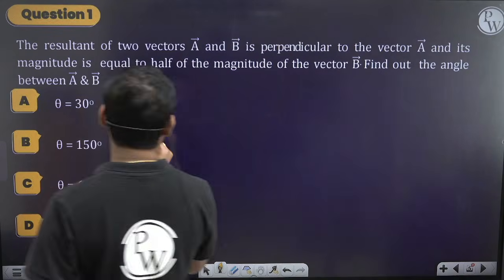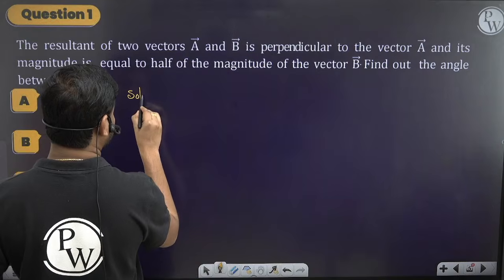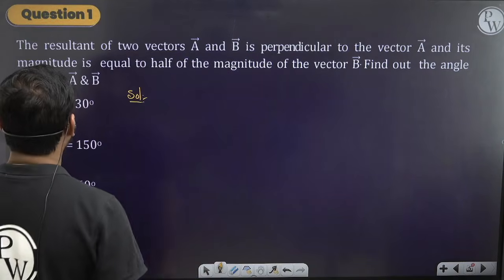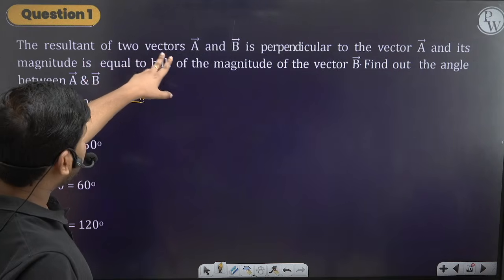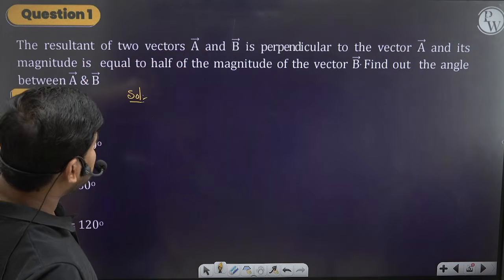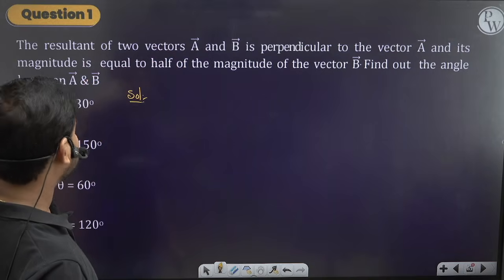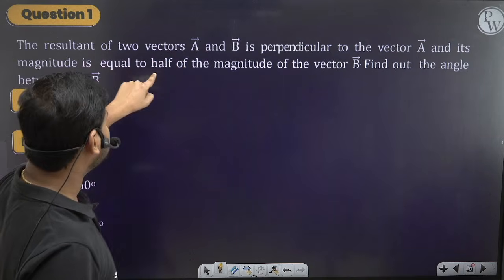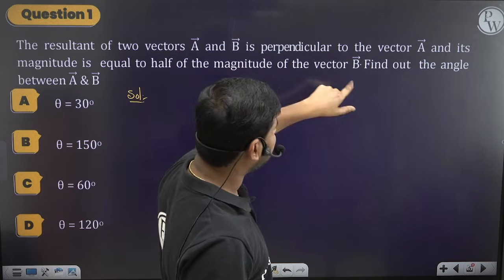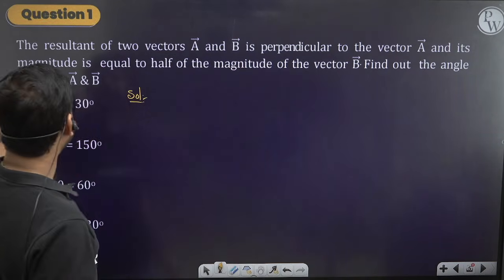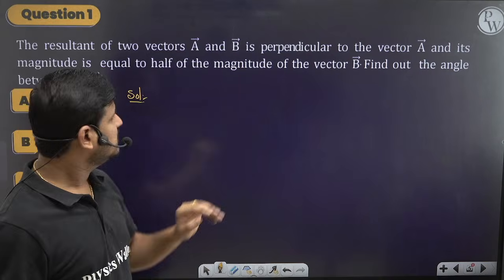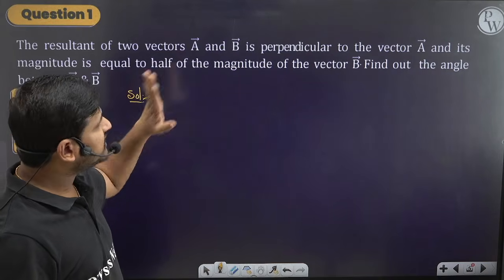So the first question of today's session. Pause the video and try it on your own, guys. The resultant of two vectors A and B is perpendicular to the vector A, and its magnitude is equal to half of the magnitude of vector B. Find out the angle between A and B. Okay, now let me do this by the triangle method.